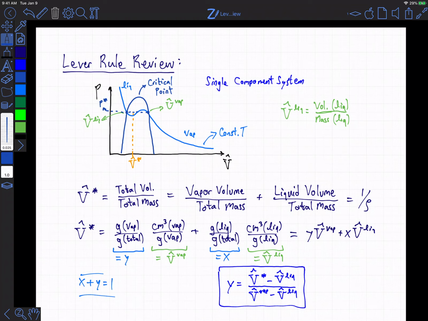So just a brief review on the lever rule for a single component system where we're dealing with vapor-liquid equilibrium. We'll come back and talk more about this as we move on into multi-component systems where we're dealing with VLE, but just wanted to take a minute to remind everybody about how we ultimately get to and do the analysis associated with the lever rule.